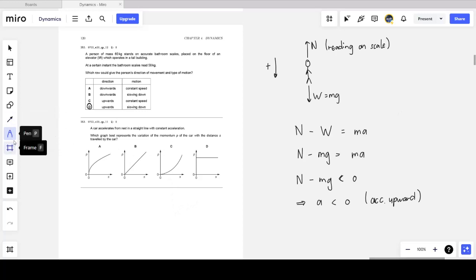So that was question 252. The next question is 253 from the summer 2020 exam. That's May, June 2020, question paper 1, variant 1. It's question 8 from that paper.